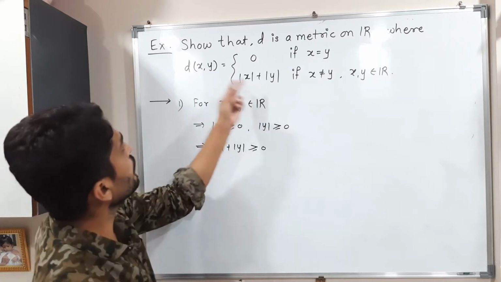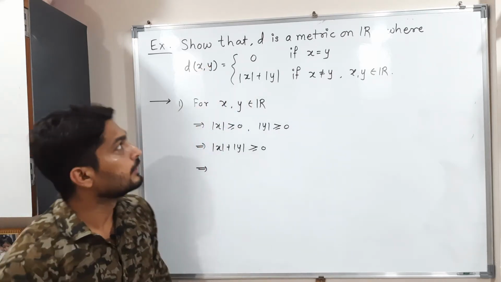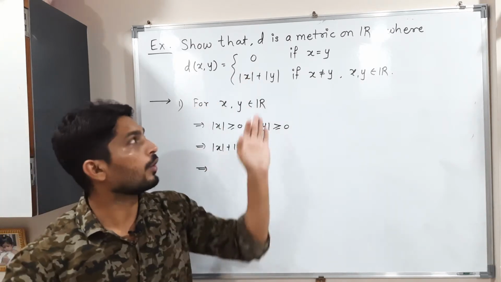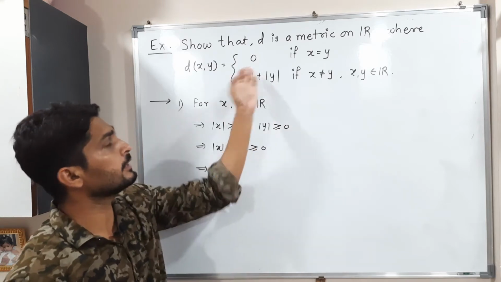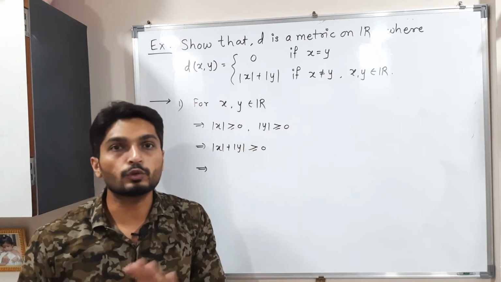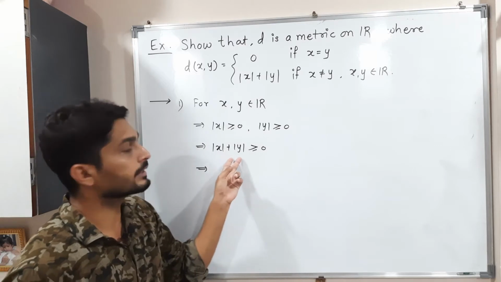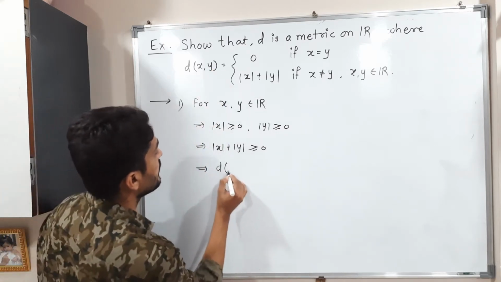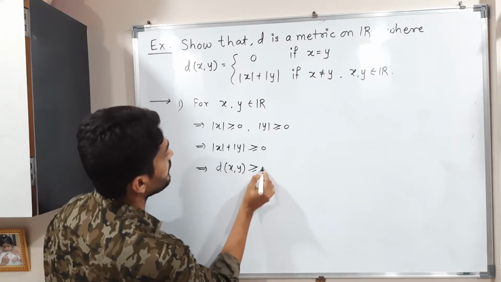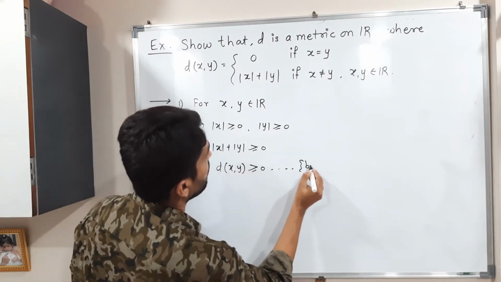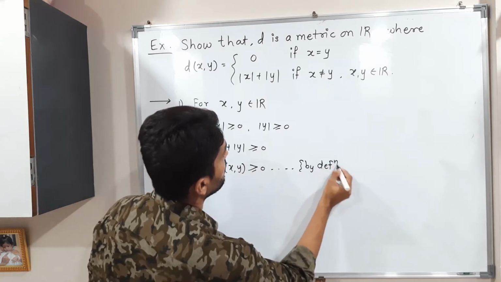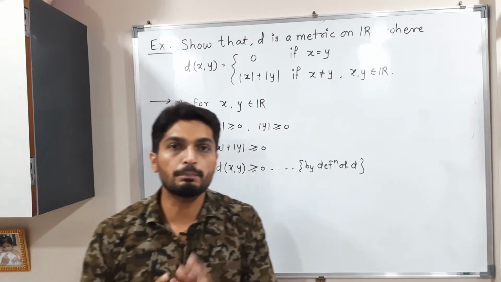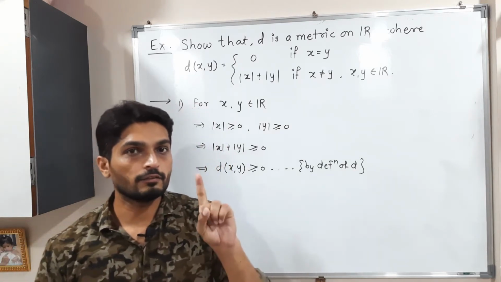See, mod X plus mod Y is D of XY, right? So D of XY has two different definitions. Either it will be 0 or it will be this one. If it is 0, no need to worry. 0 means it is not a negative number, and this is also greater than or equal to 0. That means in both cases, our D of xy is greater than or equal to 0, by definition of D. So in both cases we have got it is greater than or equal to 0. So in this way we proved our D satisfies the first property.